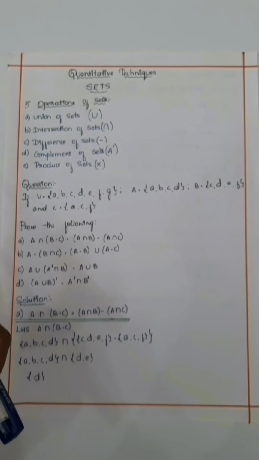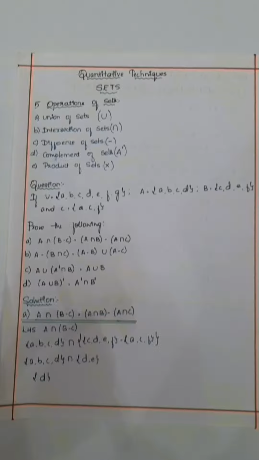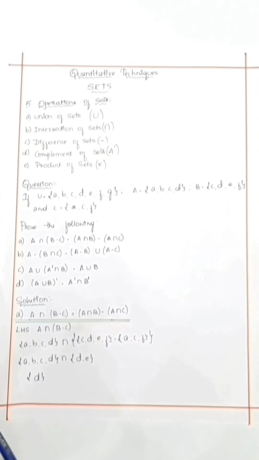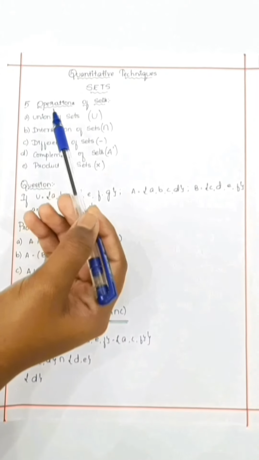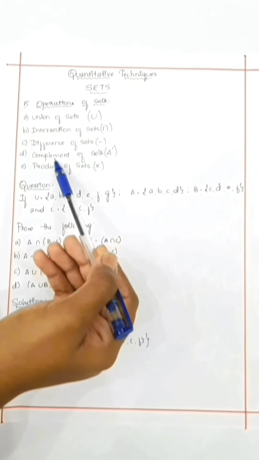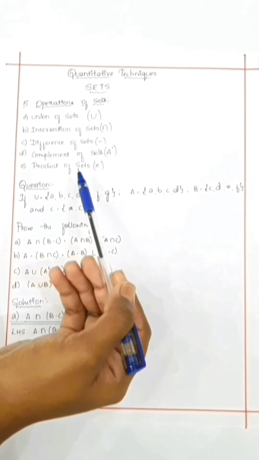Now I am going to solve a problem on sets from quantitative techniques. Let's solve it. Before solving the problem, we should know 5 important operations of set, which is very essential to solve the problem. That is, union of sets, intersection of sets, difference of sets, complement of sets and product of sets. Let's go through it.